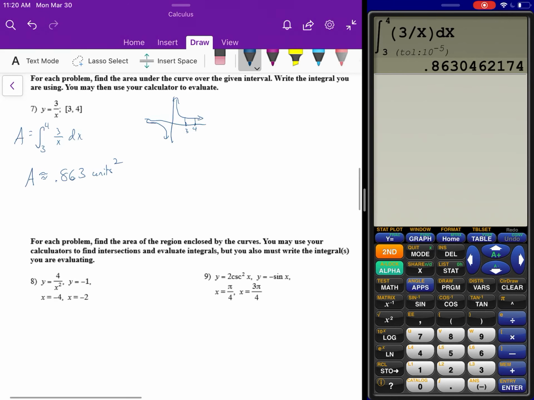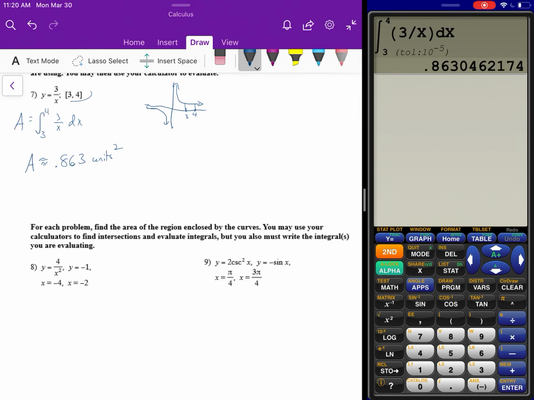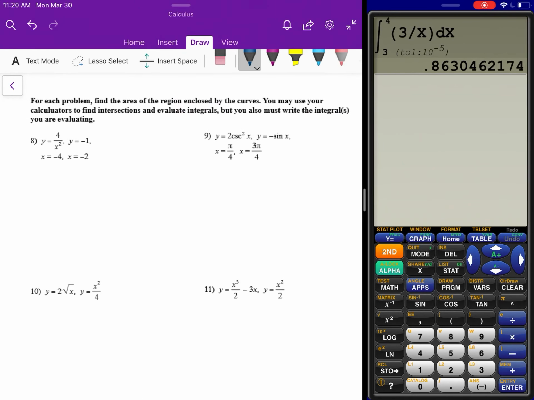Moving on to 8. So this is a little different. For each problem, find the area of the region enclosed by the curves. So you won't be given the two endpoints. You'll have to find where the curves intersect. You may use your calculators to find intersection and evaluate integrals, but you also must write the integral or integrals you are evaluating.